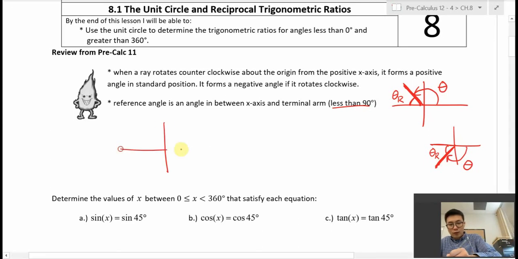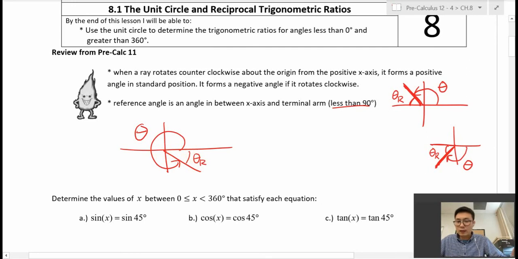Now, of course, the angle could be in other quadrants. It could be here, and let's say here's my angle in standard position. Then this would be the reference angle, because again, that's between the terminal arm and the x-axis, and it's also less than 90 degrees.